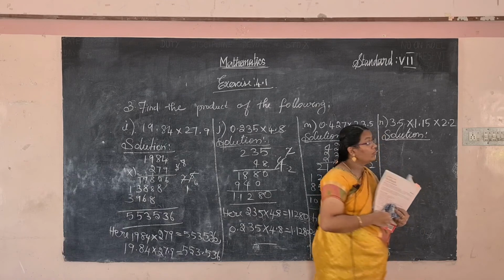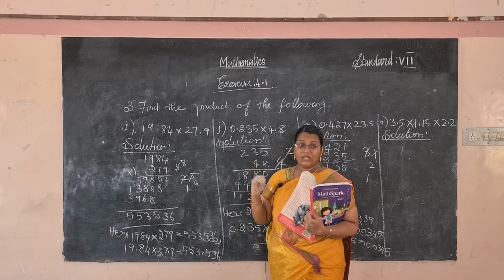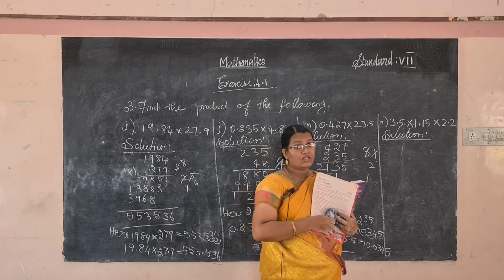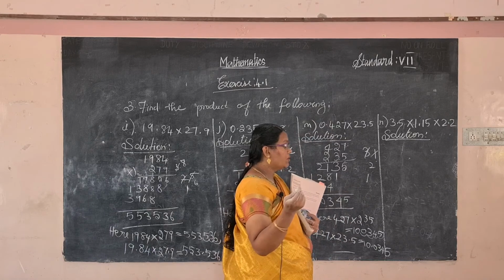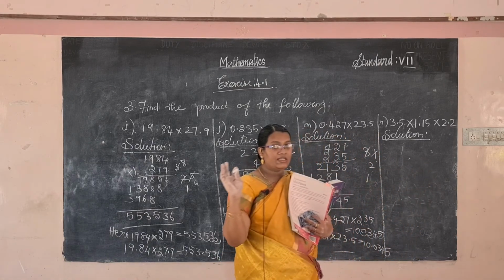Here 3 numbers are given. In the previous problem we multiplied 2 decimal numbers. Here 3 decimal numbers are given. So first we multiply any 2 numbers. After that multiply the remaining one, and finally put the decimal as usual.